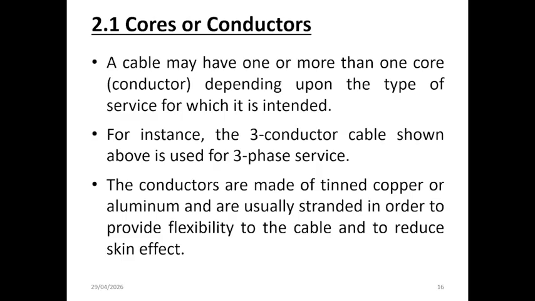So this slide explains the cores or conductors in underground cables. A cable may contain one or more conductors depending on its application. For example, a three-conductor cable is used for three-phase systems. The conductors are typically made of tinned copper or aluminum and are stranded to improve flexibility and reduce the skin effect, ensuring better performance in AC operation.